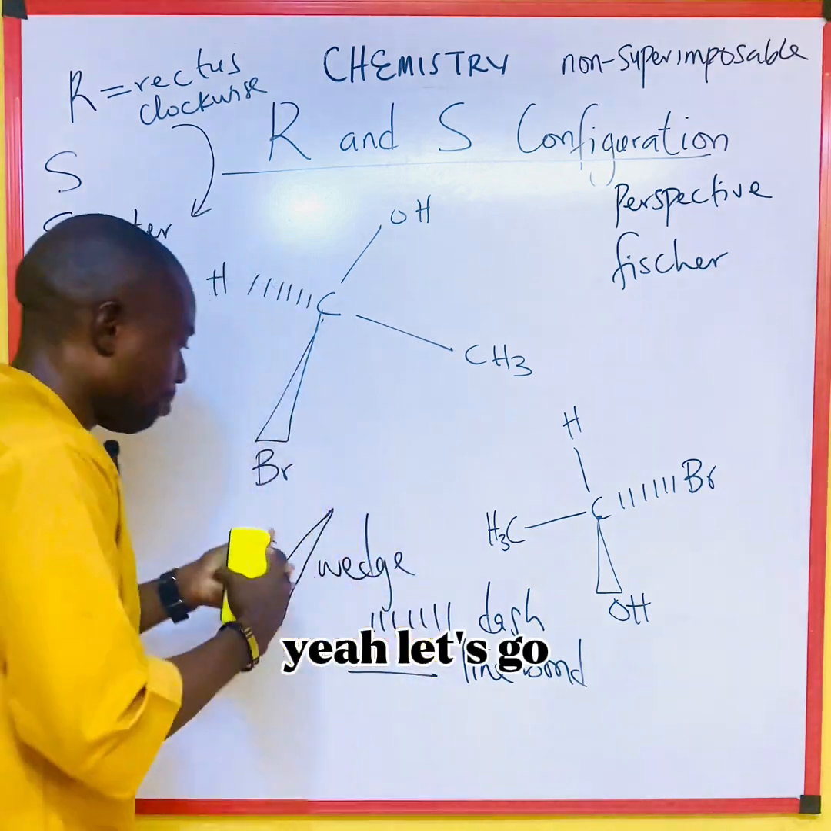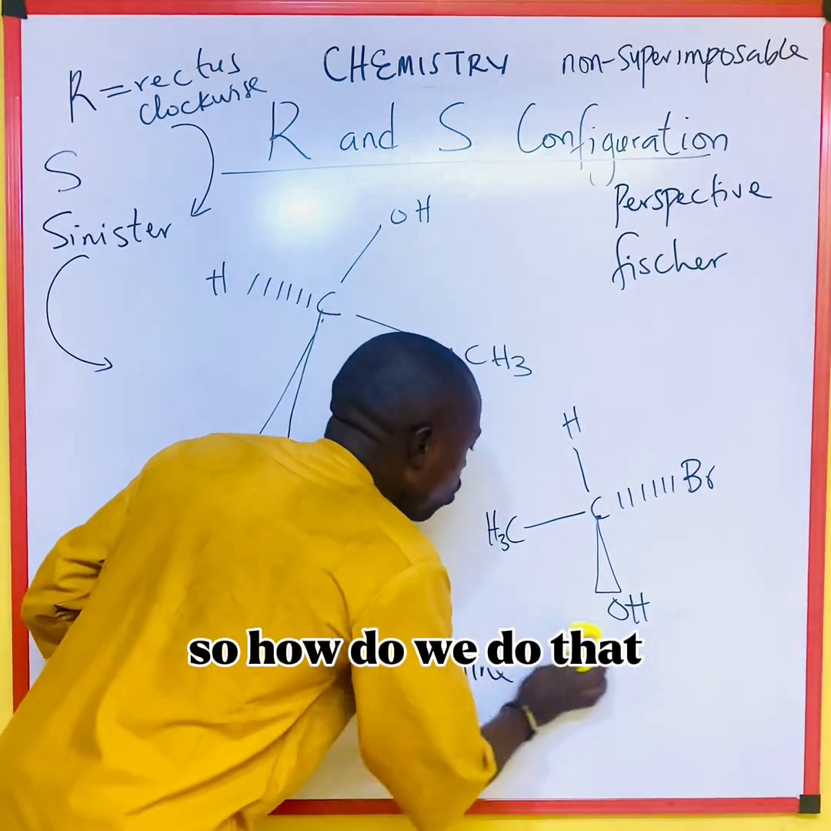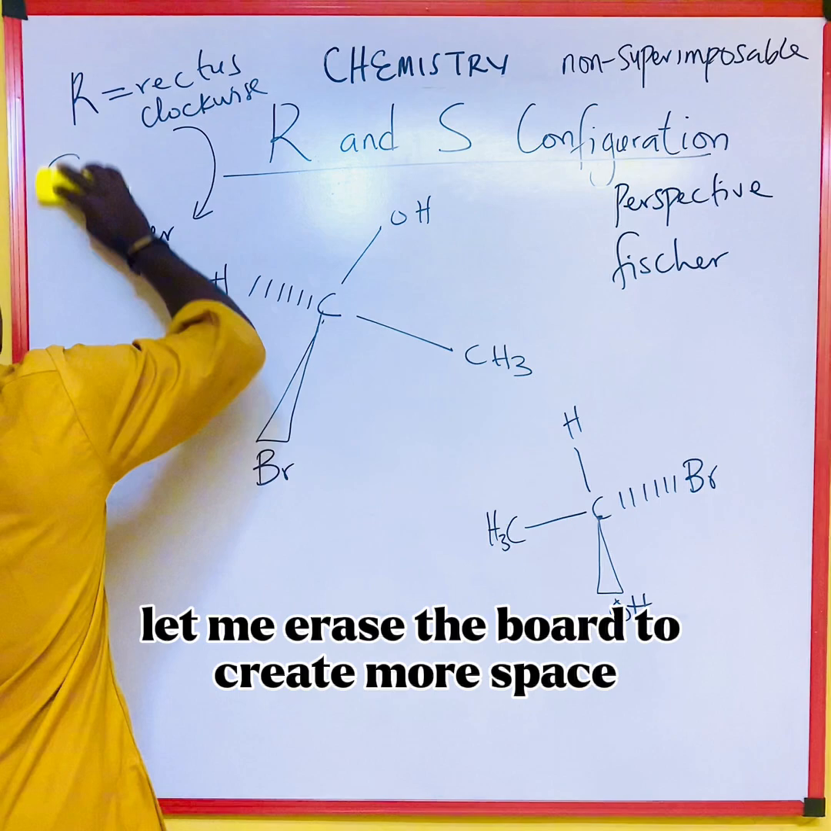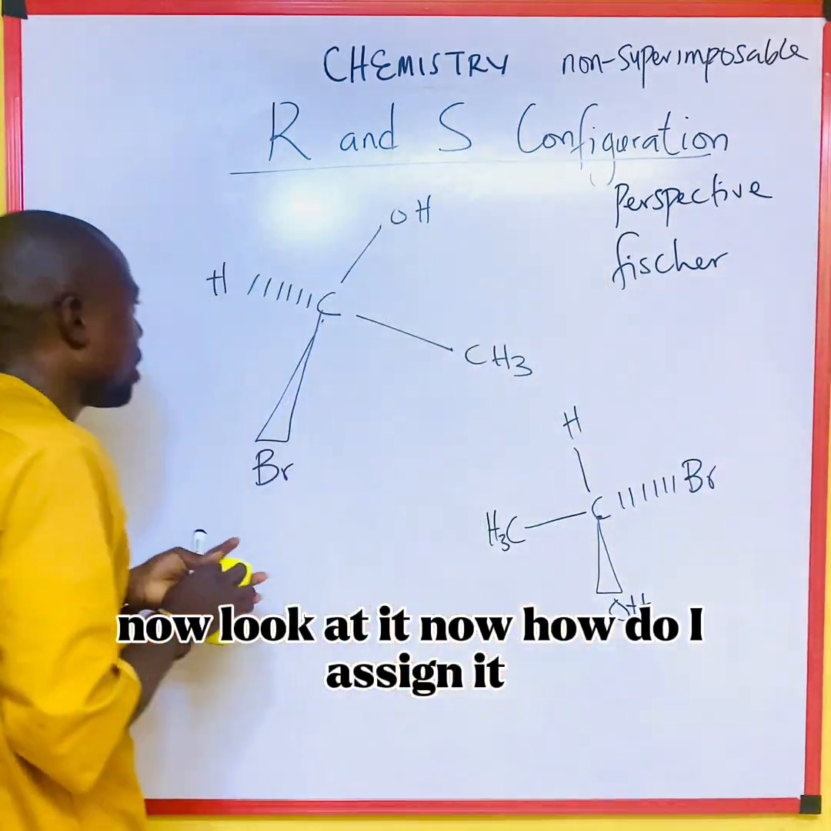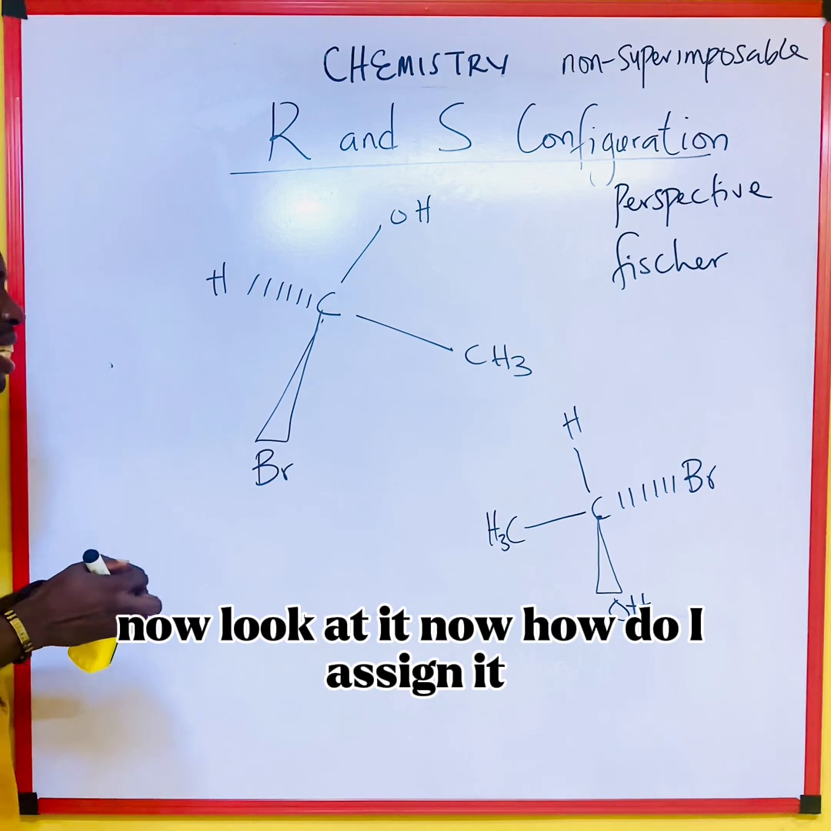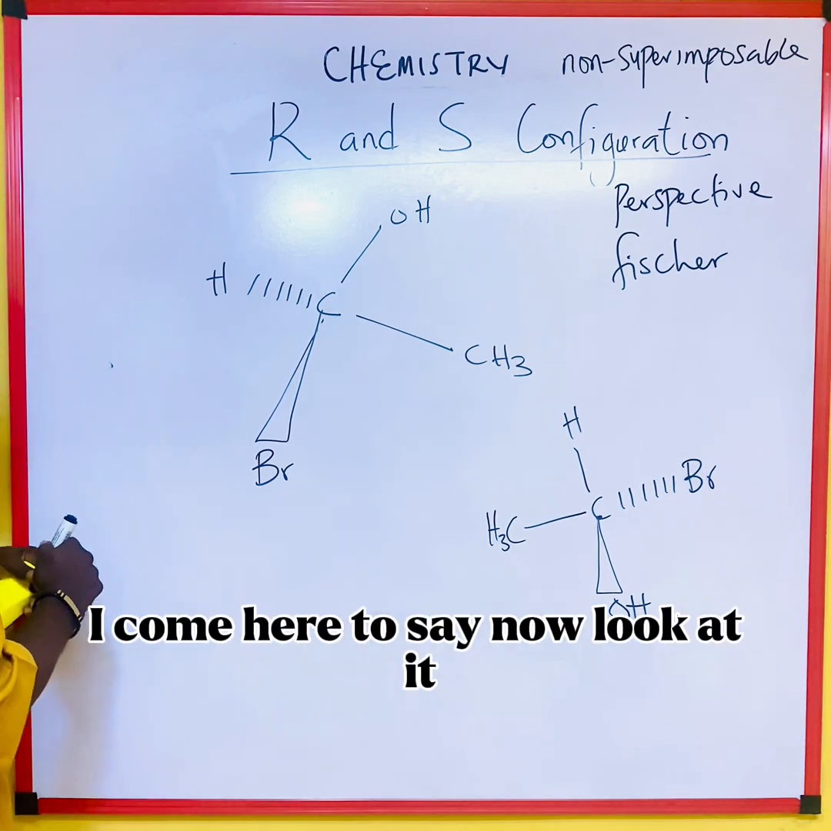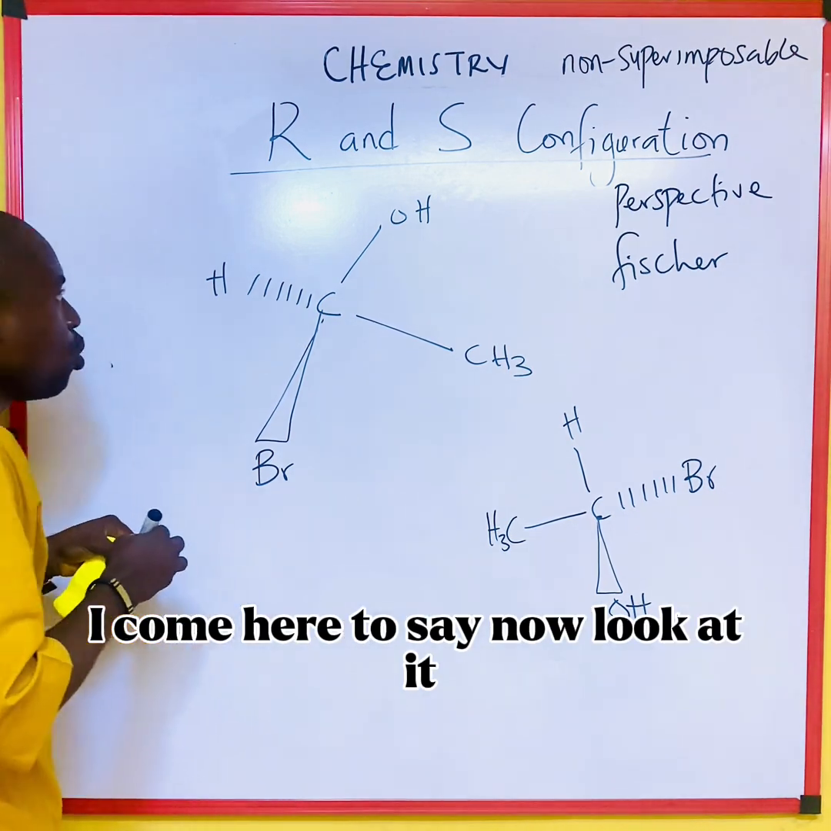Yeah, let's go. So how do we do that? Let me erase the board to create more space for what we're about to do. Now look at it. How do I assign it? Very, very simple. I come here to say, now look at it.